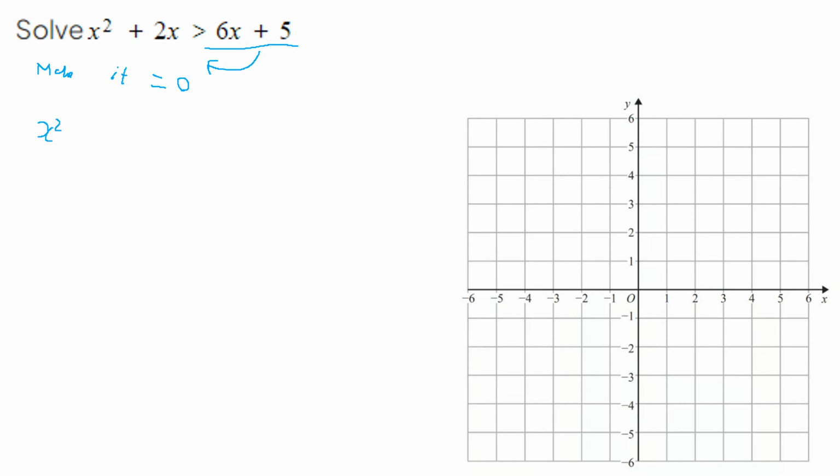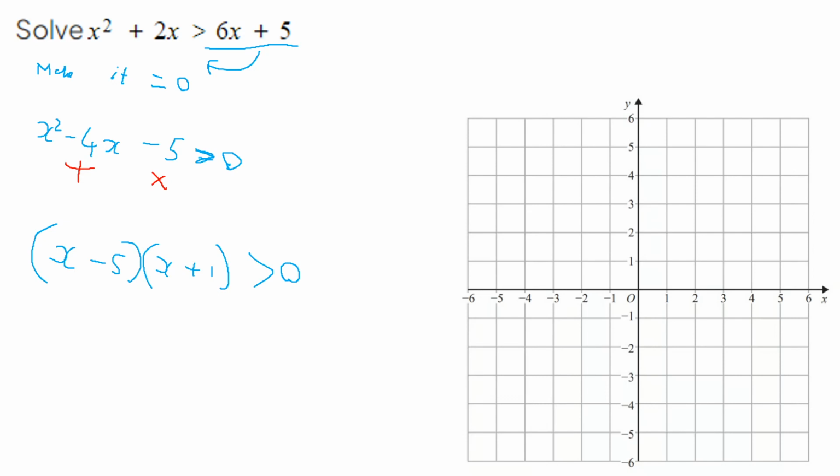So we're left with x squared, 2x minus 6x is minus 4x, plus 5 is greater than 0. So now let's think of two numbers that add to make minus 4, but multiply to make minus 5. I think those two numbers are 1 and minus 5. So let's put that in. x minus 5 and x plus 1 is greater than 0.